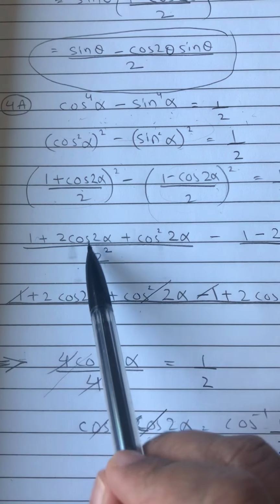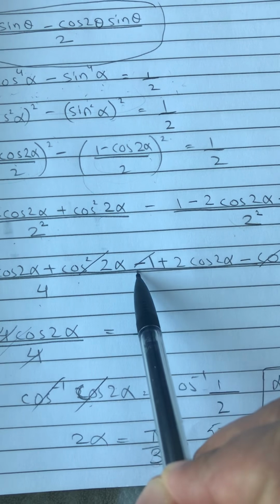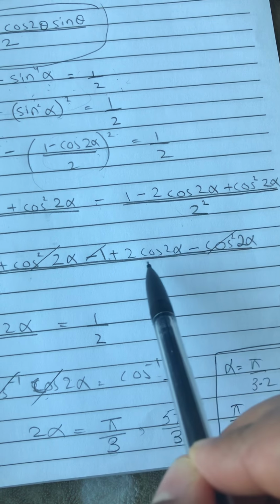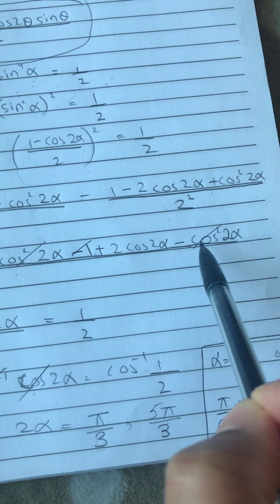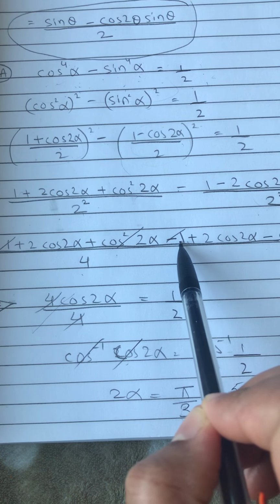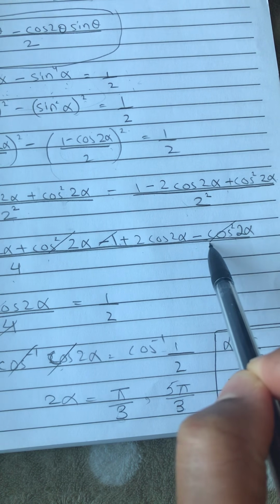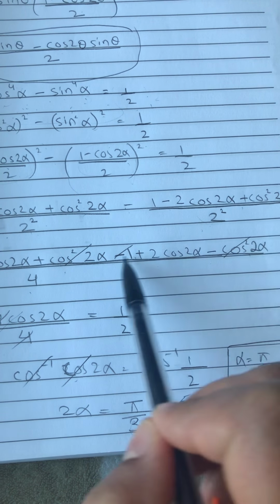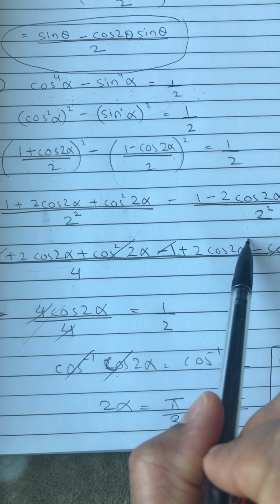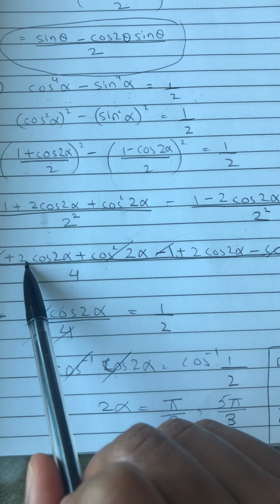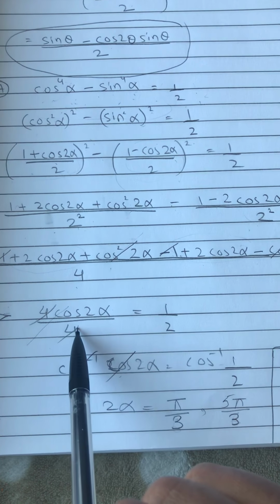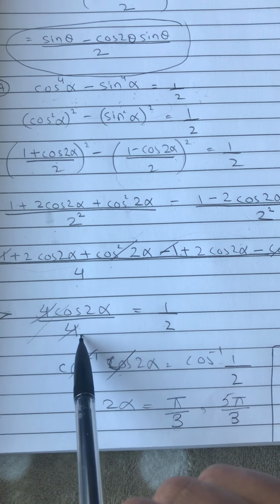Here you have one, just copy everything down from here, then this negative, and then make sure to change signs inside. So negative 1 plus 2 cosine 2 alpha and negative cosine squared 2 alpha. This 1 and negative 1 cross out. Cosine squared 2 alpha minus cosine squared 2 alpha, very satisfying. Cross those two out too. What you're left with is 2 cosine 2 alpha here and 2 cosine 2 alpha here. 2 plus 2 is 4 of those things. Cosine 2 alpha divided by 4 is equal to half. 4 and 4 cross out, so you have cosine 2 alpha equals half.